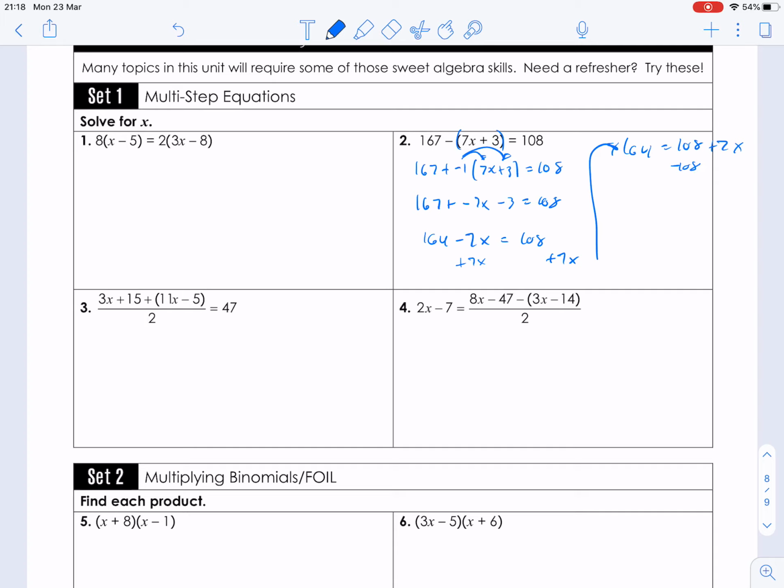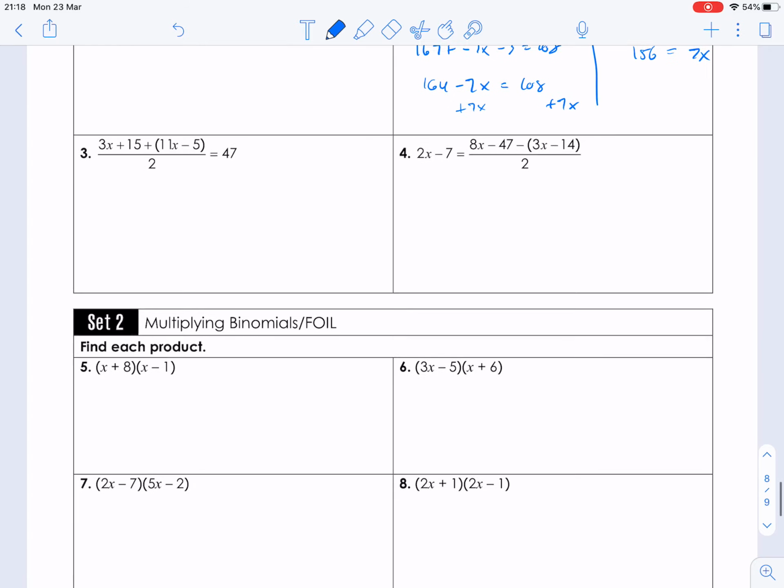Then I subtract 108. I get 7x equals 156. Cool. So now I need to find what x is. And after that, it's pretty easy. So number 4.